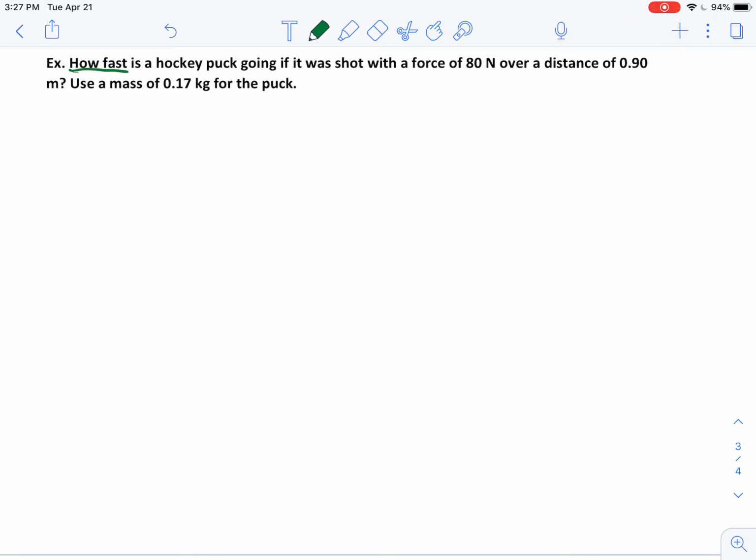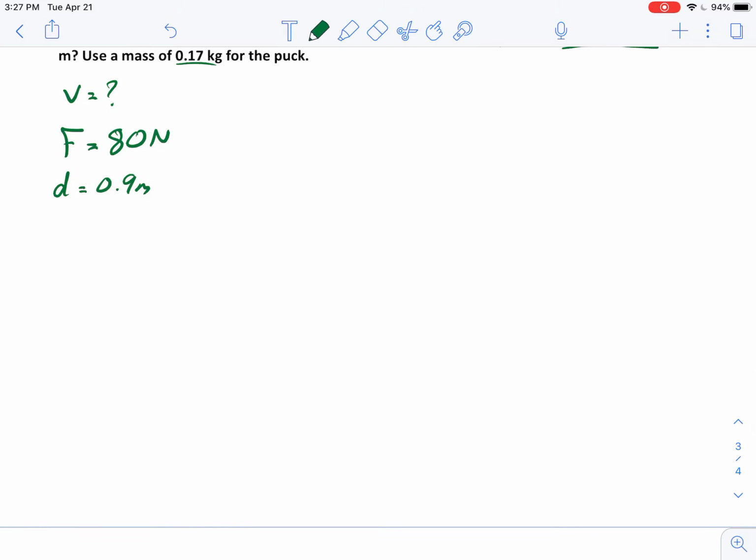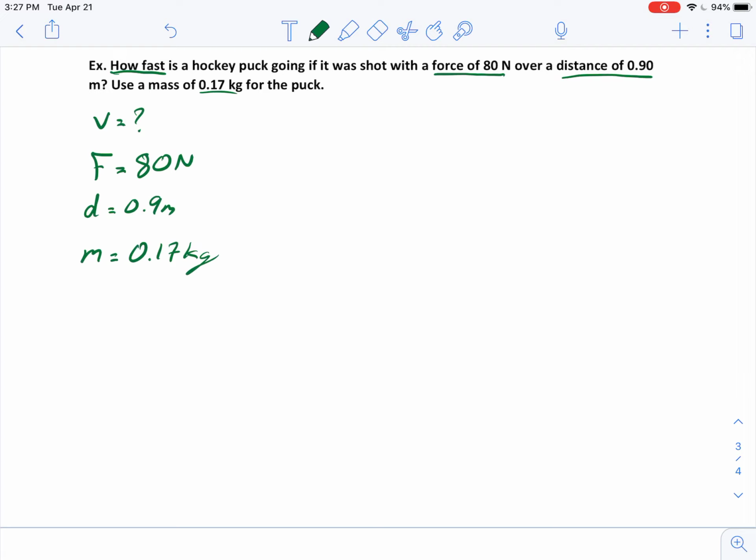I'm looking for speed, and I have a force of 80 newtons, very hard force, and it's going over a distance of 0.9 meters. That's my distance, and we have a mass of 0.17 kilograms. So we don't really have a whole lot in terms of being able to plug in a formula, but if I look at what I have: velocity, force, distance, and mass.